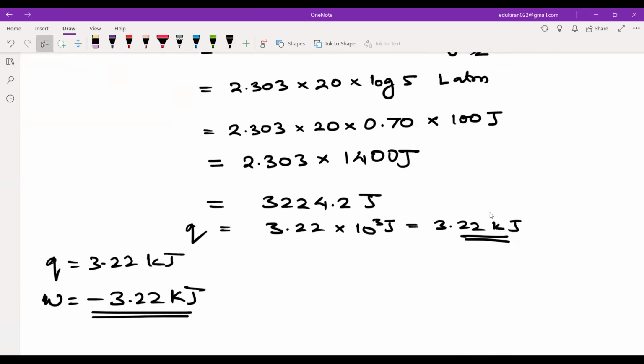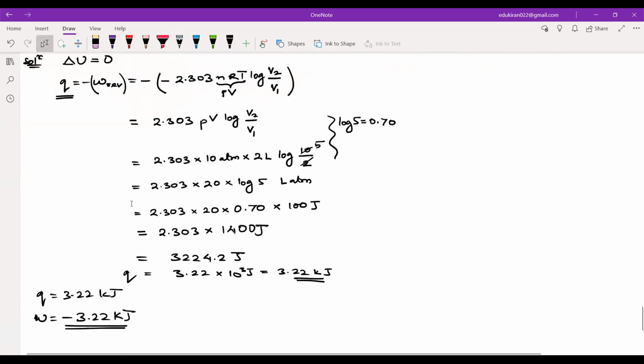Sir, can you scroll up? Yeah, sure. Is this much fine? Sir, I have a doubt. Yes, tell me. In the second line, the place where you took PV, you took V as the initial volume. So should we take initial volume or final volume? Initial volume. Okay, sir. Okay.